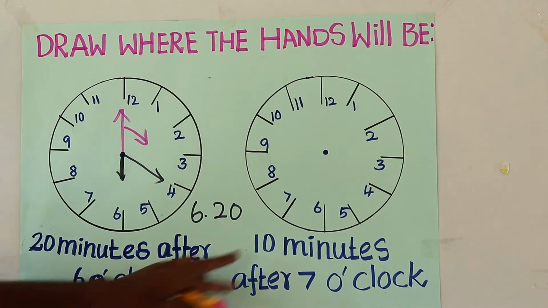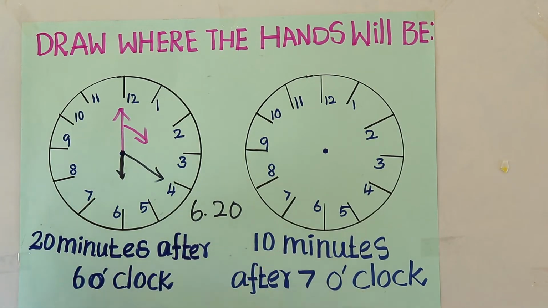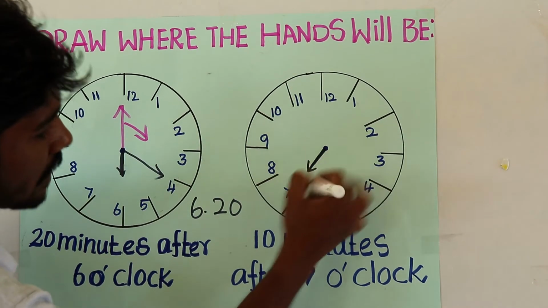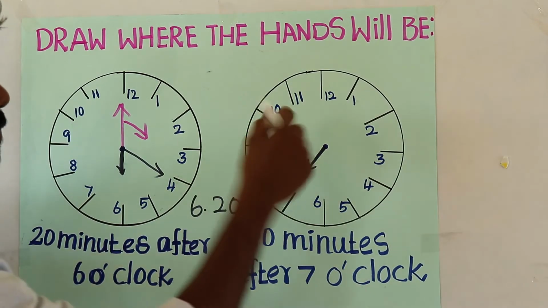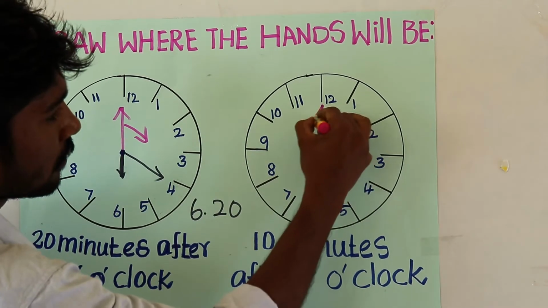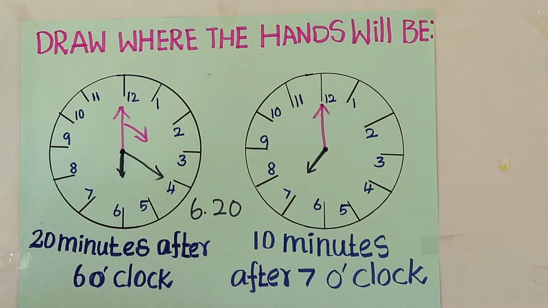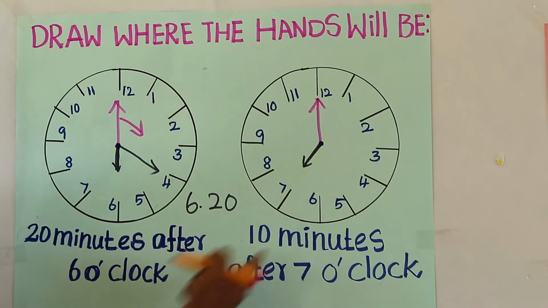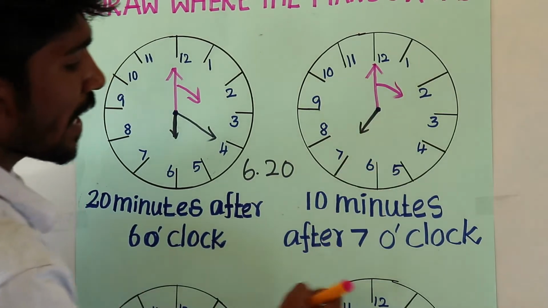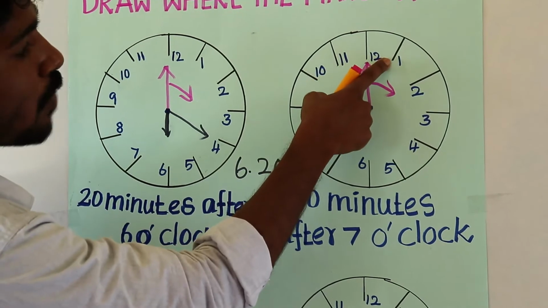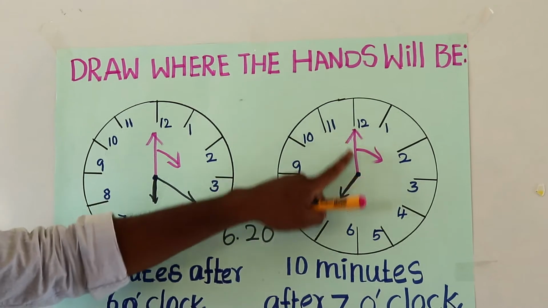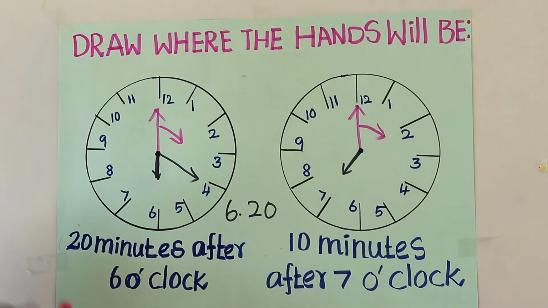Then next, 10 minutes after 7 o'clock. First 7 o'clock. So for 7 o'clock, the hour hand is at 7 and the minute hand is at 12. So now it is 7 o'clock. But the question is 10 minutes after 7 o'clock. So the minute hand moves 10 minutes: 12 to 1 is 5 minutes, 1 to 2 is 5 minutes.